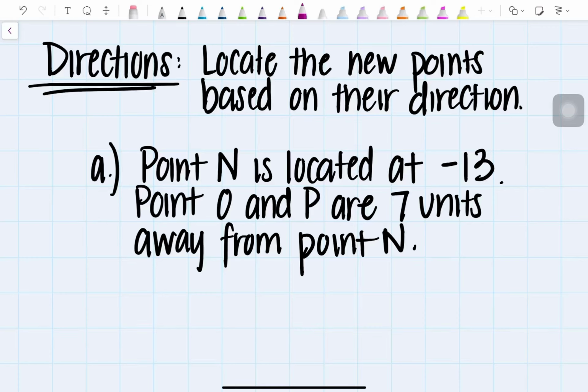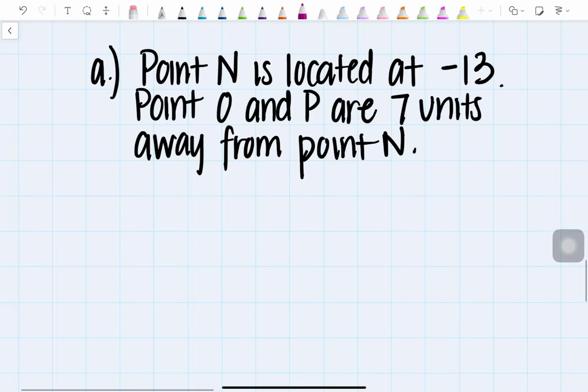All right, let's go ahead and start off with the next one. We're actually going to be locating new points based on the direction that's given to us. Let's start off with A, which is point N located at -13, and point O and P are 7 units away from point N. On these ones, I am not going to be showing a number line. We are going to be working on it numerically, algebraically here.